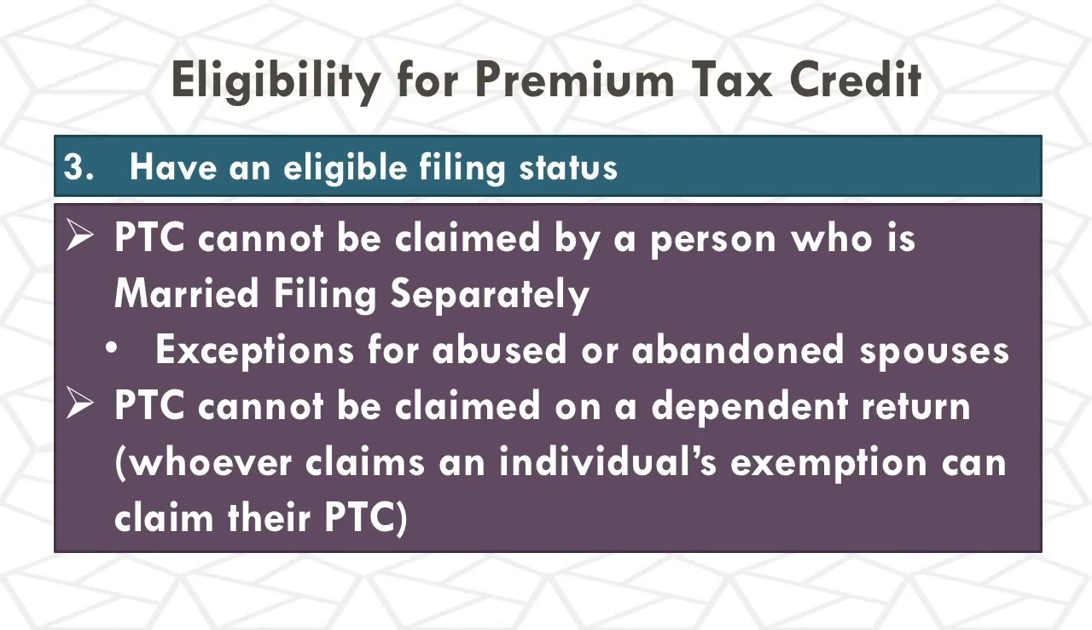This is an exception to this rule, and it can only be used for a maximum of 3 consecutive years. Now, when it comes to this exception, the taxpayer does not have to produce proof to the tax preparer, but as with other claims on the tax return, the IRS could ask for verifying documents later, so they should have it if possible, but we don't actually have to see it in order to still give them the premium tax credit on the return. If neither of those exceptions apply, though, a person who is married filing separately is not eligible for the premium tax credit. Also, the premium tax credit cannot be claimed on a dependent's return. Whoever claims an individual's exemption is going to be the one that needs to claim their premium tax credit.